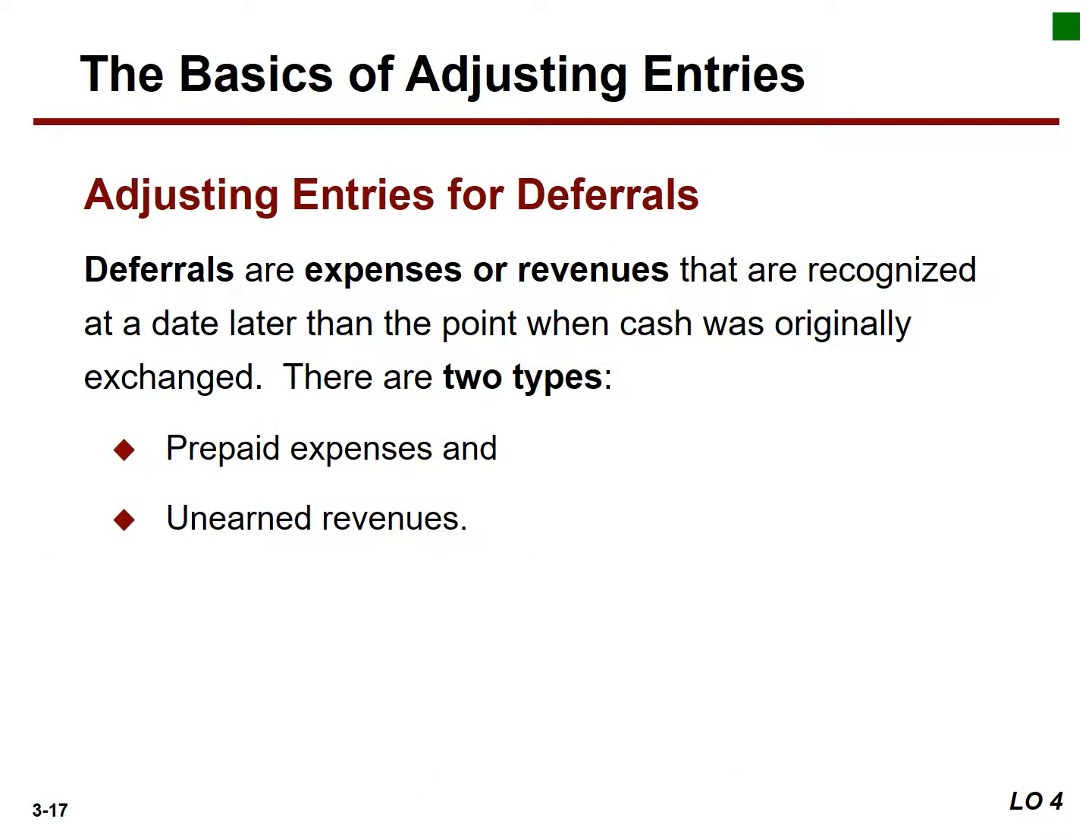Now let's look in more detail at our deferral adjusting entries. Our deferrals are going to be our expenses or revenues that are going to be recognized at some point in the future, even though cash has been transferred initially. And remember, our two types of deferral adjusting entries are for our prepaid expenses and our unearned revenues.